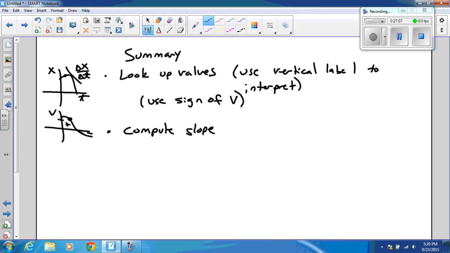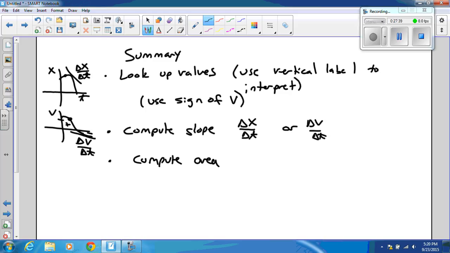The second thing that I can do is to compute a slope. And again, I will use the vertical label to interpret the meaning of that slope. On the position graph, the slope is going to be a delta x over delta t. On the velocity graph, the slope is going to be a delta v over delta t. And then I'm going to interpret the meaning according to the physics. So delta x over delta t is a velocity, and delta v over delta t is an acceleration.